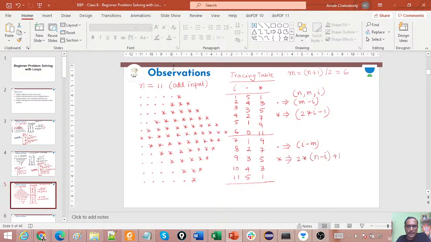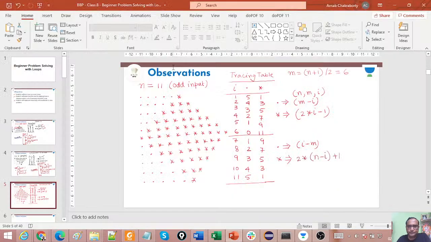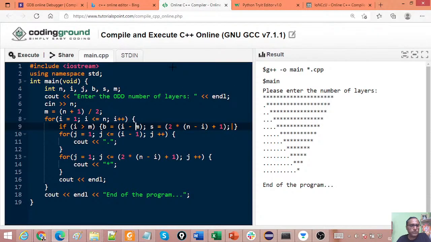2 into n minus i plus 1, i minus m. So 2 into n minus i plus 1, i minus m, yes, i minus m. Okay, so this much I've completed. Else.